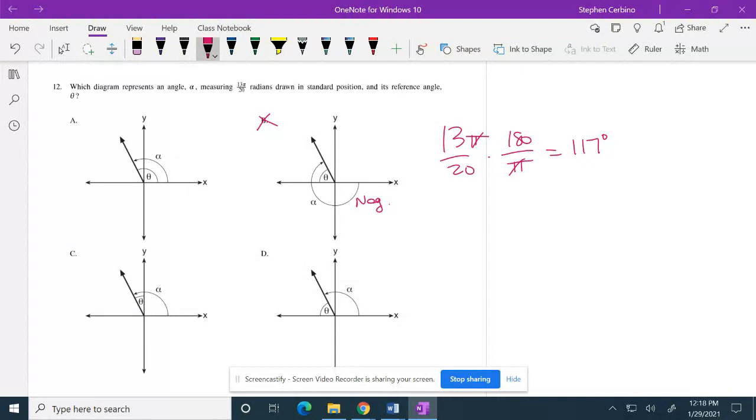But if you look, all the other ones, A, C, and D, all kind of have the same alpha angle. The difference here is what's theta. Theta is the reference angle. The reference angle is the angle that gets you back to the x-axis in that quadrant.